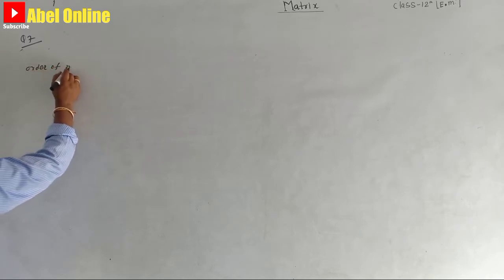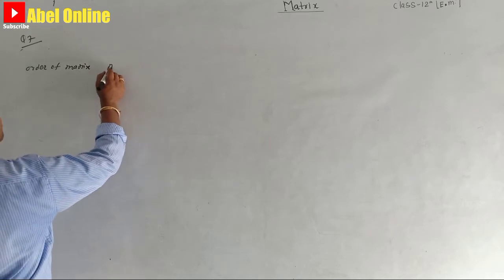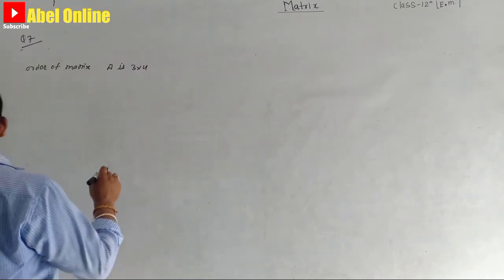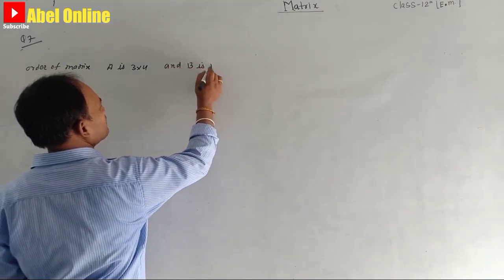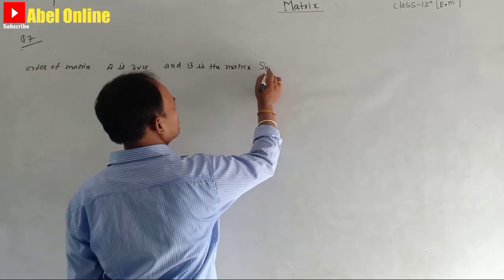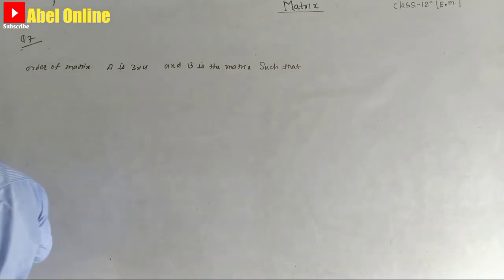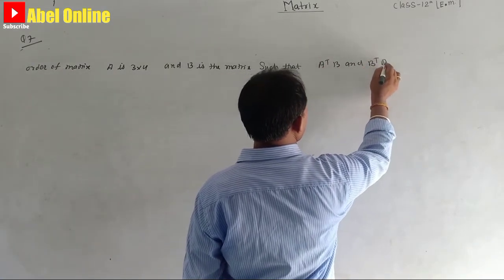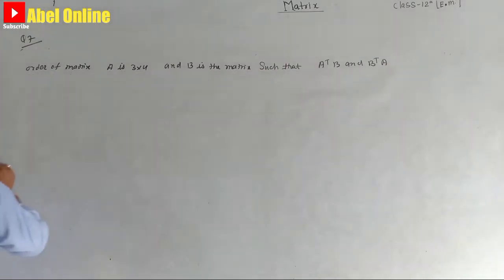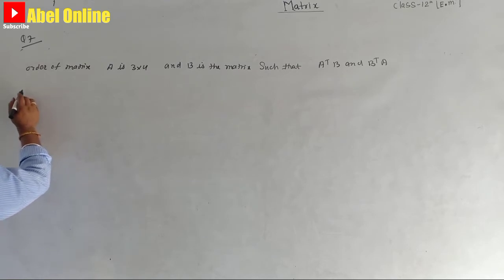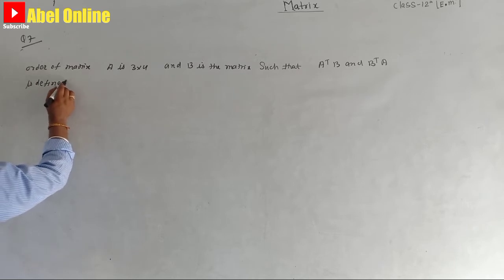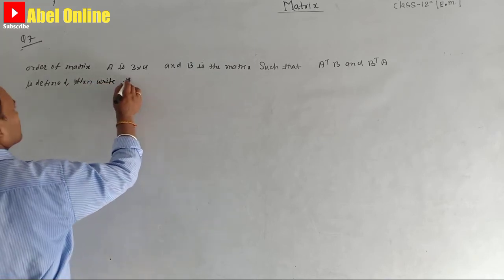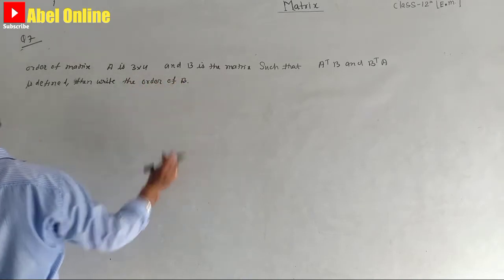Order of matrix A is 3 cross 4 and B is a matrix such that A transpose B and B transpose A are defined. Then write the order of B.